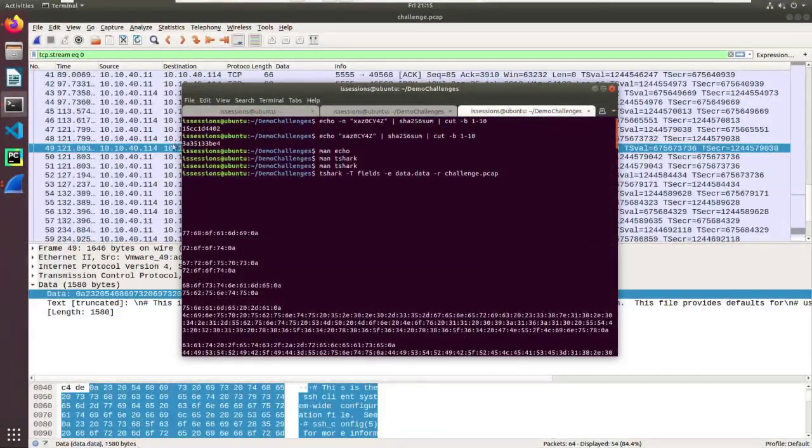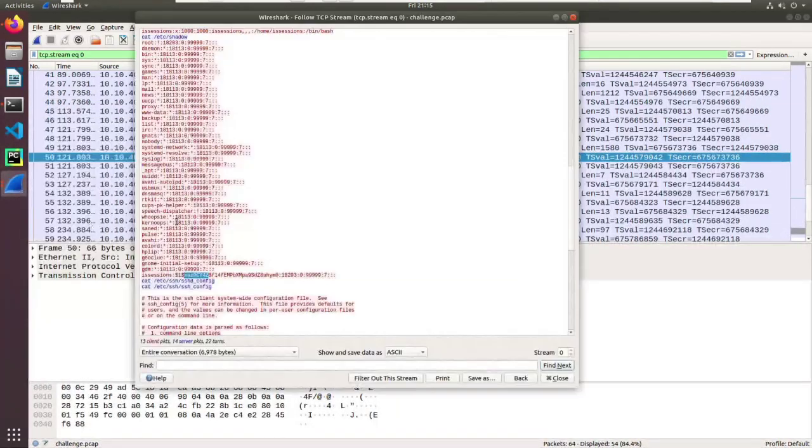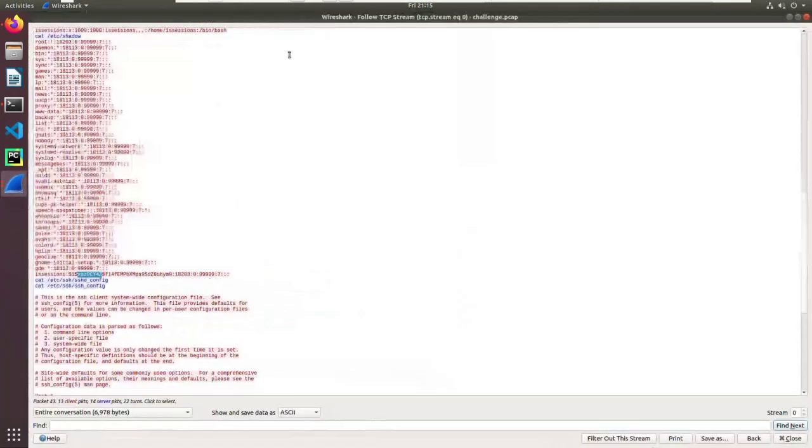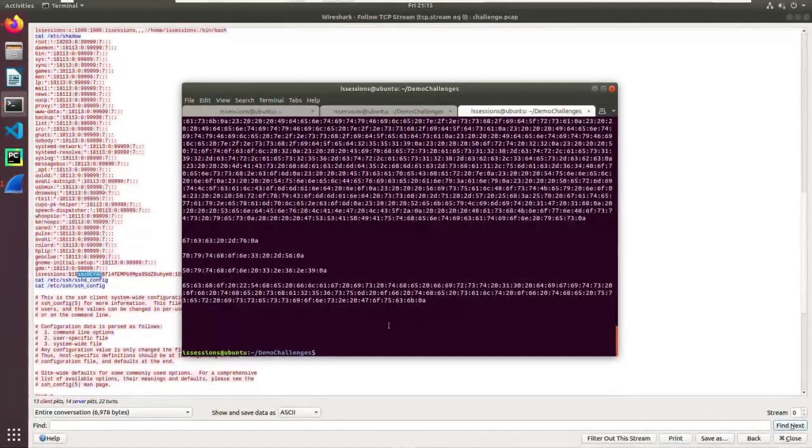It's essentially what this is doing when I follow that TCP stream, but now it's in hex. So the first thing I want to do is figure out how to get this data back into text, like ASCII. The way to do that would be XXD, which is typically used when you want to dump a binary in hex.